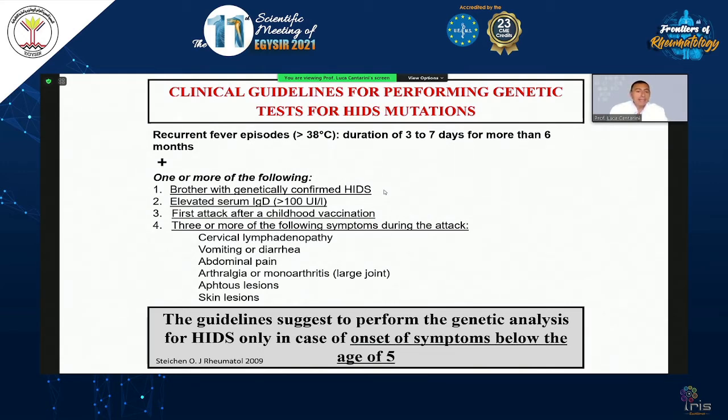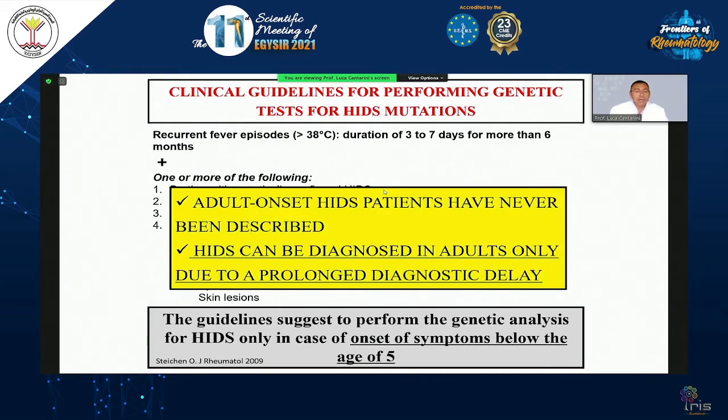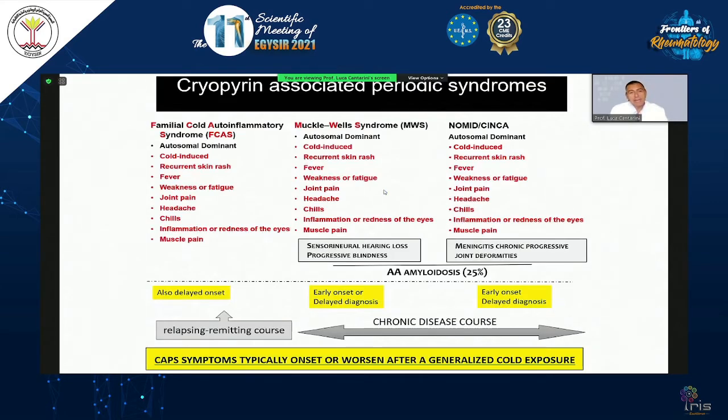And as you can see, the guidelines suggest to perform genetic tests only in case of onset of symptoms below the age of 5. And to date, adult onset hyper-IgD patients have never been reported, and hyper-IgD syndrome can be diagnosed during adulthood only due to a prolonged diagnostic delay.